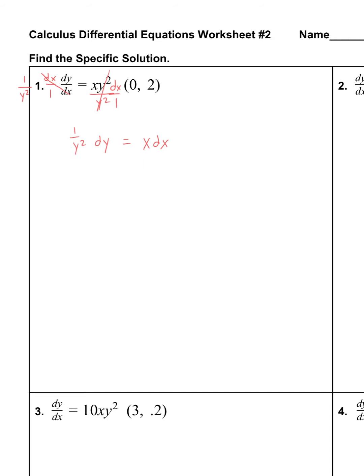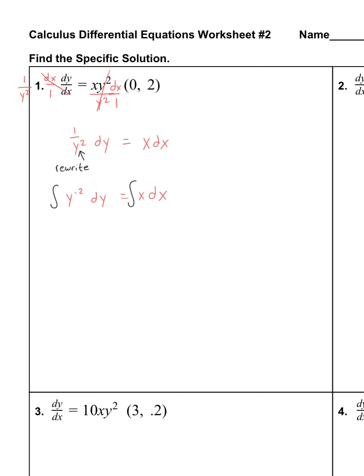The only thing that we're going to want to do is rewrite this, because I don't know how to take the antiderivative of a fraction, but I can move this up to the numerator, and that exponent will become a negative. So I'm going to rewrite the left side, and it's going to look like this: y to the negative 2 dy is equal to x dx. Okay, so now my variables are separated. Now we integrate both sides.